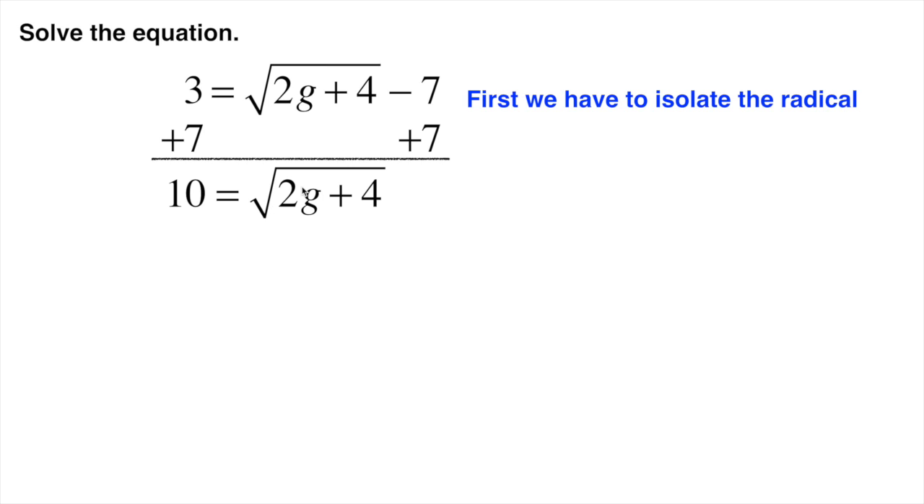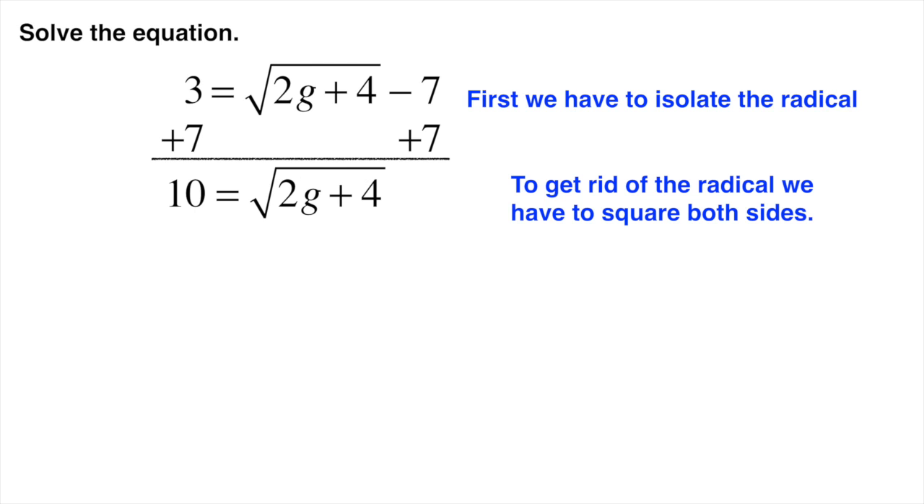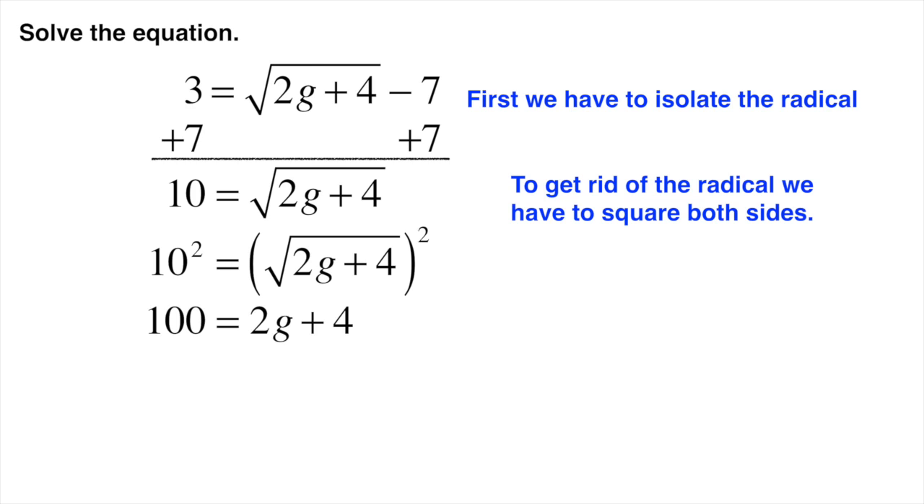After that, now we're going to try to get rid of this radical and actually solve it and find out what g is. So in order to get rid of the square root sign, what we're going to do is square both sides. Now remember, the square root of something squared cancels each other out. So that square root sign and the squared cancel each other out. And now remember, what we do to one side, we've got to do to the other side, so that 10 is squared as well. So we have 100 equals 2g plus 4.